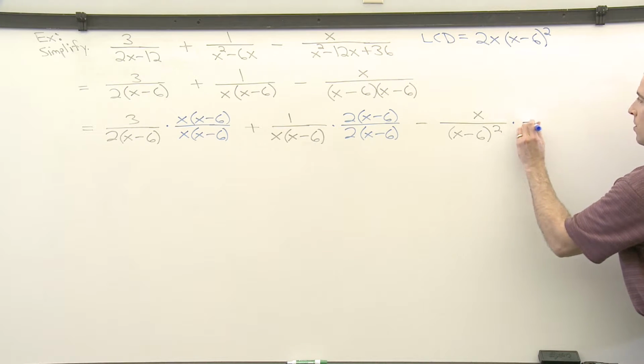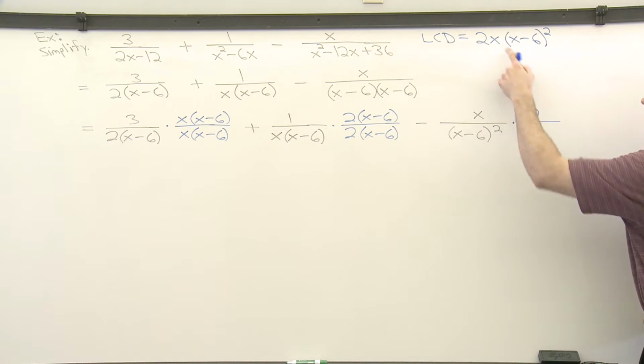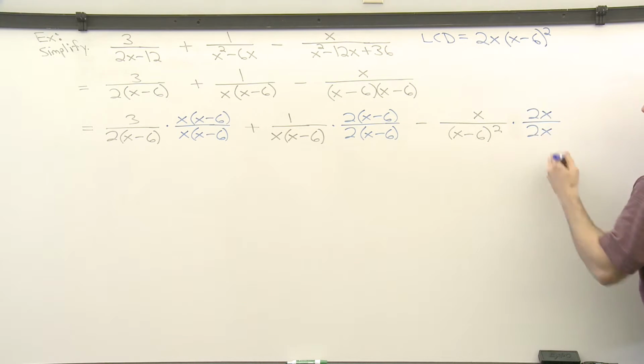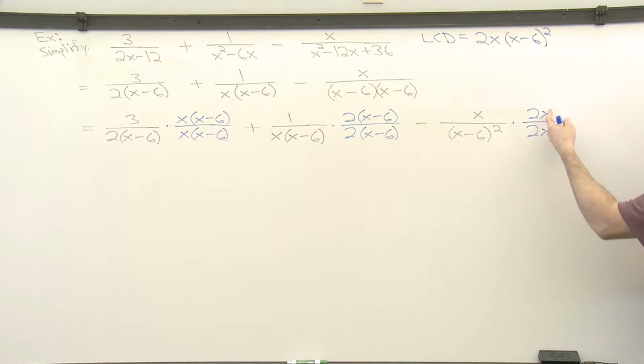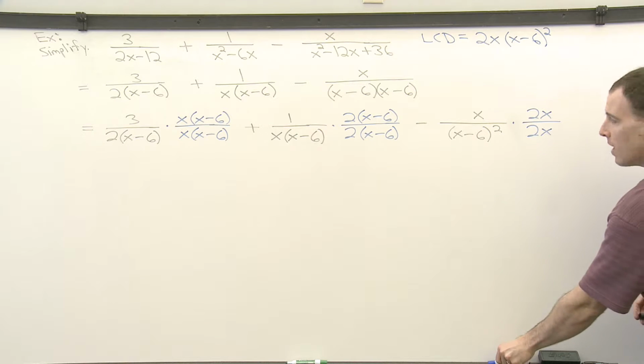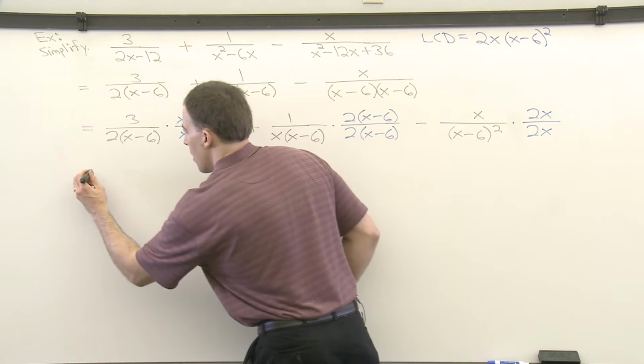It's missing the 2, so we need to multiply the numerator and denominator by 2, and it's also missing the factor of x. We need to multiply the numerator and denominator by x. It's got the x minus 6 squared, so multiply the top and the bottom of that last fraction by 2x, and we're good to go. So we'll carry out all these multiplications.